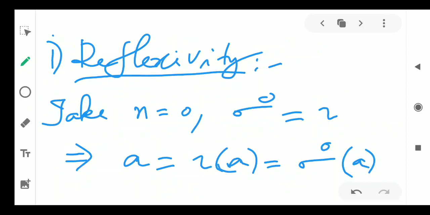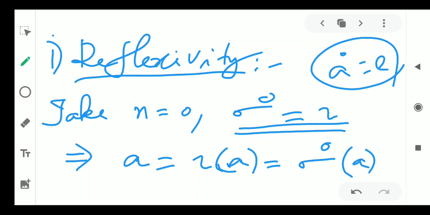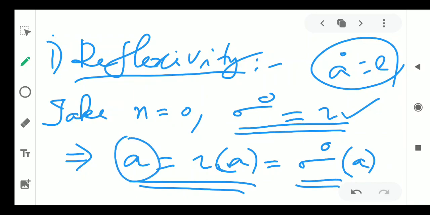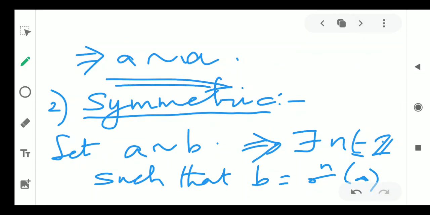Reflexivity. For n equal to 0, you see that sigma raised to 0 is equal to I. We have seen a raised to 0 equal to e in the case of any group. a raised to 0 is the identity element. Here the identity element is the identity permutation. Therefore, a is equal to I of a. That's how the identity permutation is defined. So what we have is a is equal to sigma raised to 0 of a. That means a is related to a.